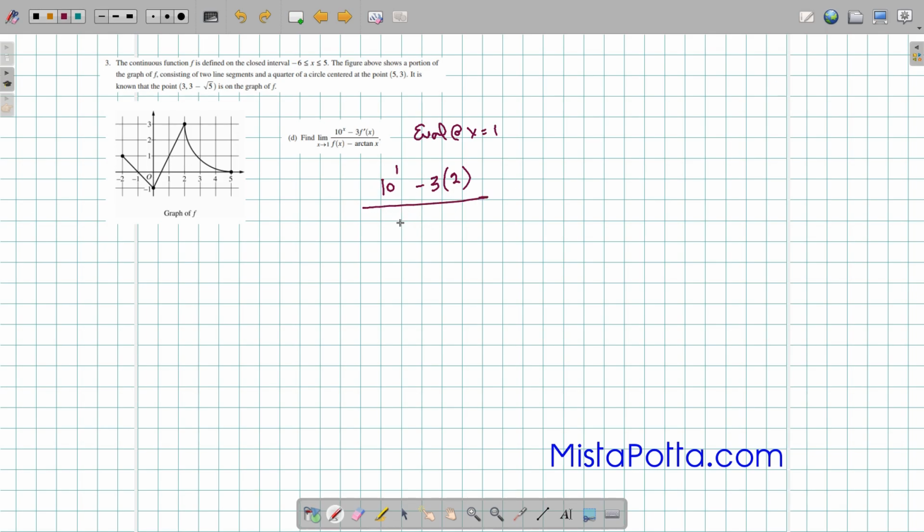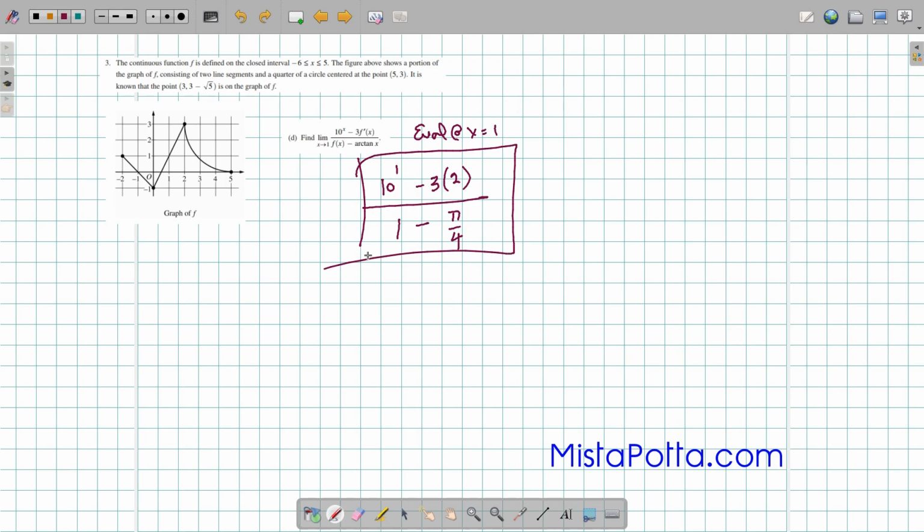And f of 1 is 1 minus the arctan of 1. Well, the arctangent of 1 is pi over 4, and this is not indeterminate form. So this is my answer. And of course, I could do a whole bunch of calculations here and evaluate what that comes out to. There's no reason for me to waste my time on that.